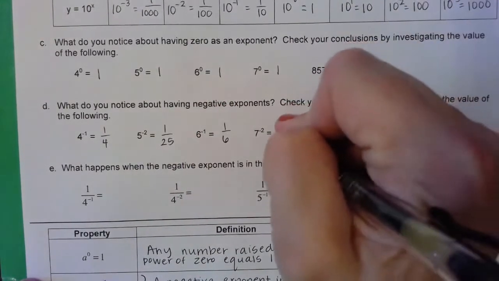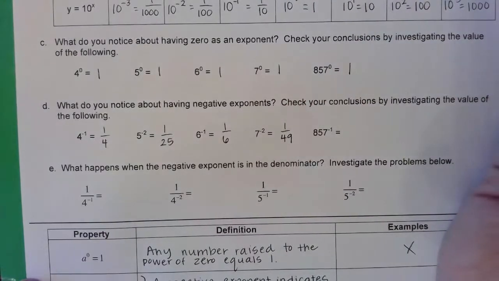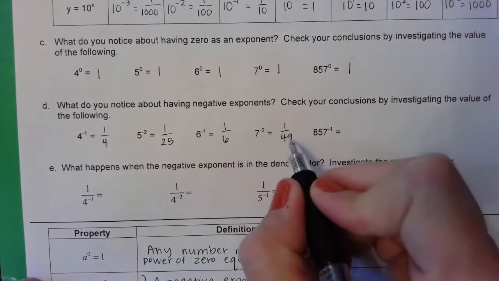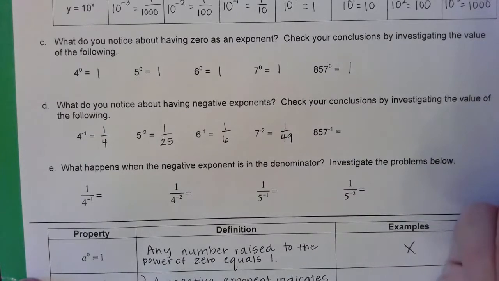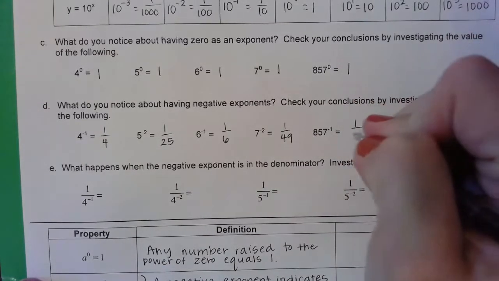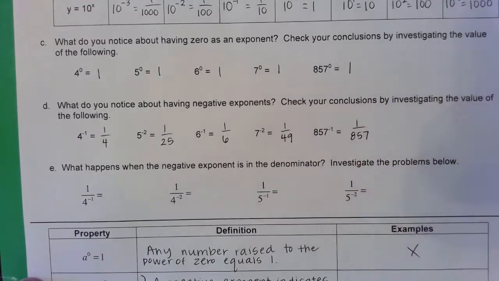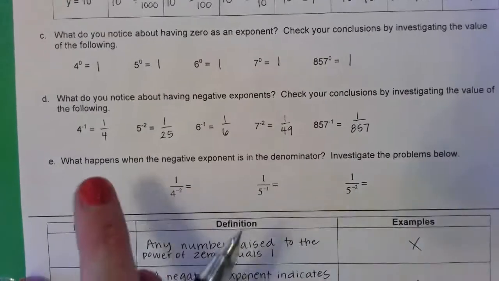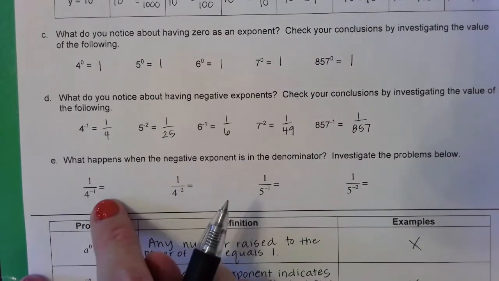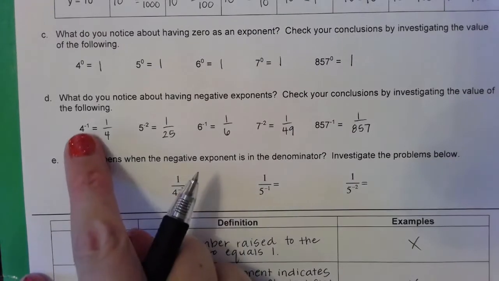This one would be 1 over 49, because it's 7 to the negative second power. 7 squared would be 49, and the negative on the 2 moves it to the bottom. And then 857 to the negative first power would be 1 over 857. So if the negative exponent was on the number in the top, it moves it to the bottom.